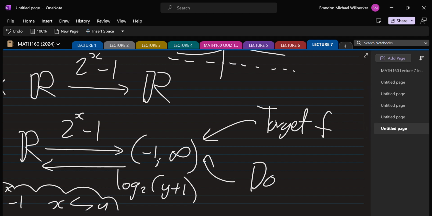It is also the domain of f inverse. You can look at it two different ways. You are working out exactly the same thing. You can either look at the function f and find out what its target is, or you can find f inverse and find what its domain is. It's the same thing. You're doing exactly the same work.